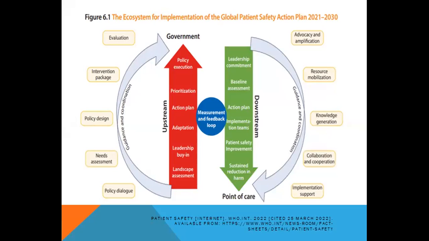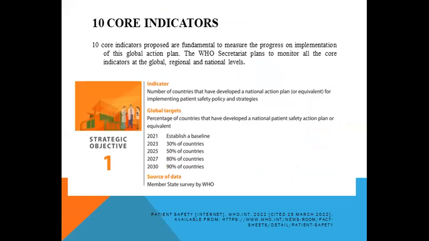There is also the ecosystem for implementation, where the global health strategy plan is also given, that is government, various points of care, and advocacy and application, resource mobilization. There is a cycle. Then come the policy dialogue, needs assessment, policy design, intervention package, and evaluation. Ten core indicators are also proposed to measure the progress of this global action plan.